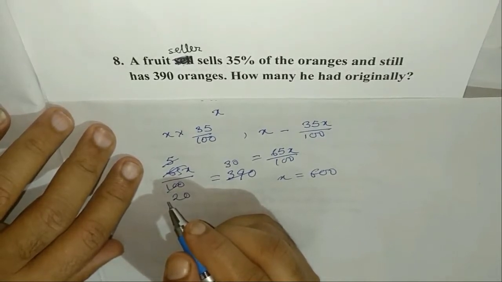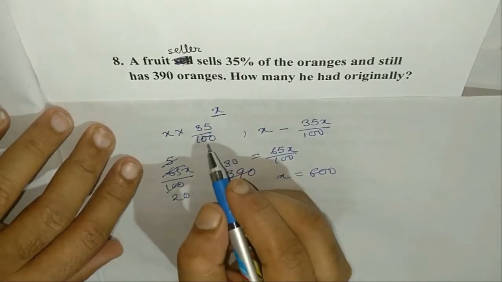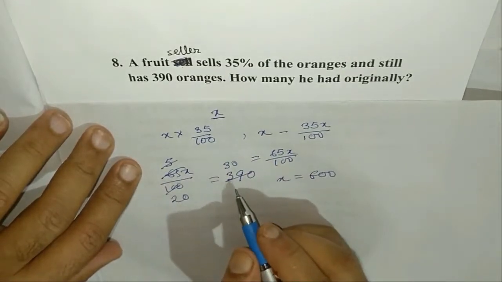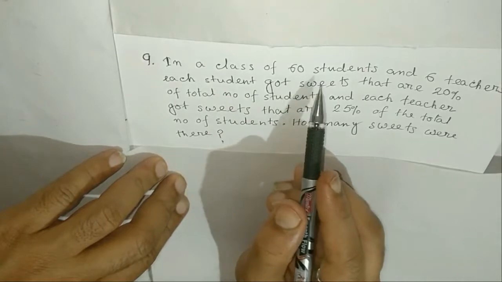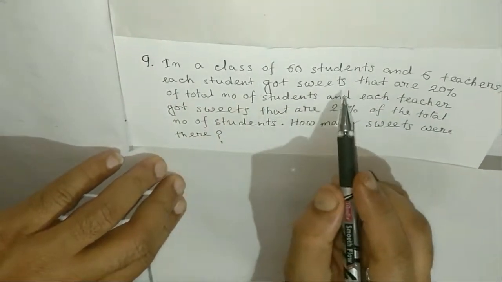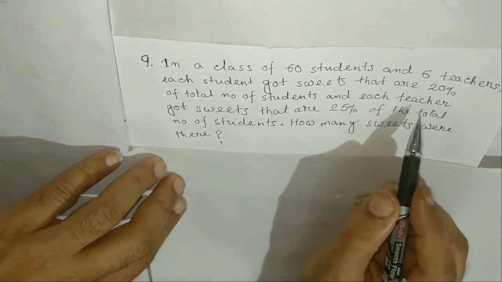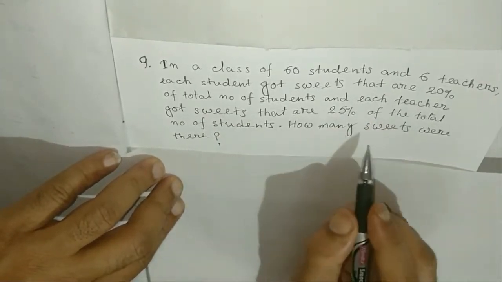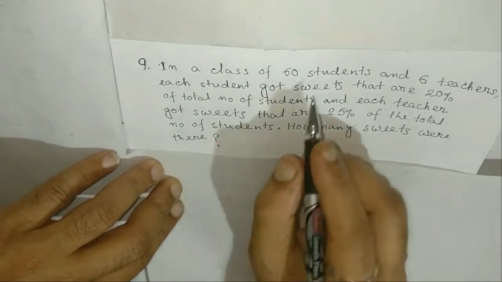Whenever we come across this type of math where we need to find out the initial value or total value of the number, and we will get some equation as per the statement, we will assume the initial number as x. Now in this math, we got the statement: in a class of 60 students and 6 teachers, each student got sweets that are 20% of the total number of students and each teacher got sweets that are 25% of the total number of students. How many sweets were there? So we need to find out how many exact sweets required to distribute in this manner.